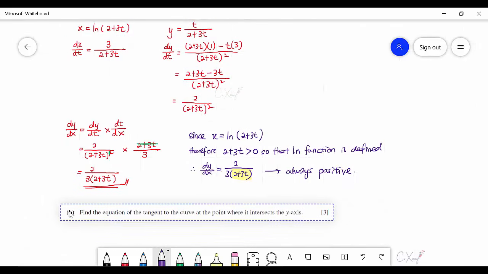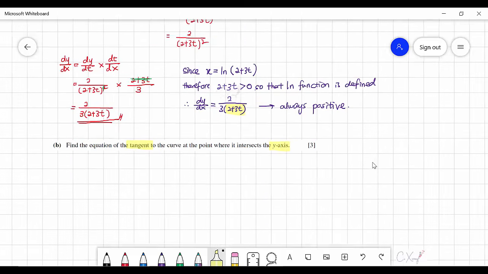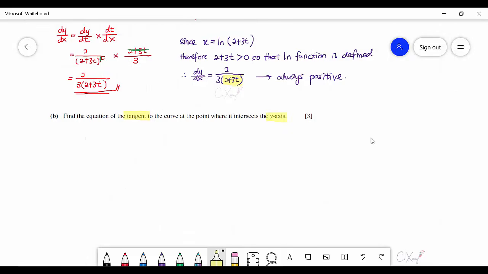So for part B, what they want is for us to find the equation of the tangent to the curve at the point where it intersects the y-axis. Maybe before we start, we rewrite all the important information here. What is the original formula for x? x is ln(2 plus 3t). Then what is y? y is t over (2 plus 3t).